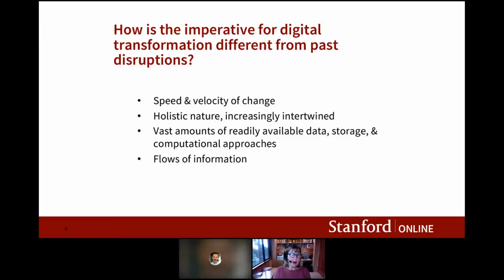One of the questions that often comes up is, is this any different from past disruptions? Is it different from the Industrial Revolution or the introduction of PCs or cell phones and other mobile technologies? And I think that it is. And the reasons are because, one, the speed and velocity of change is just unprecedented. Things are happening very, very quickly.